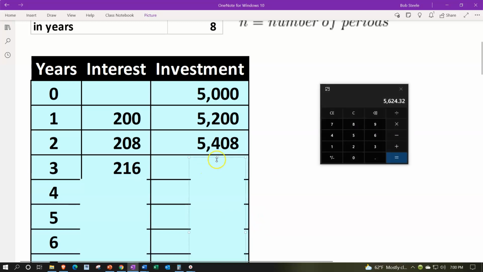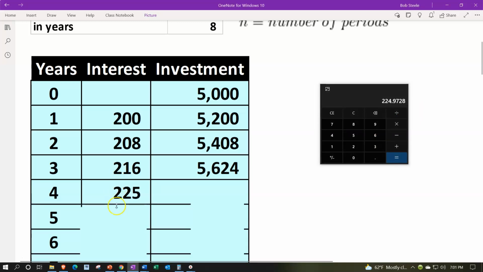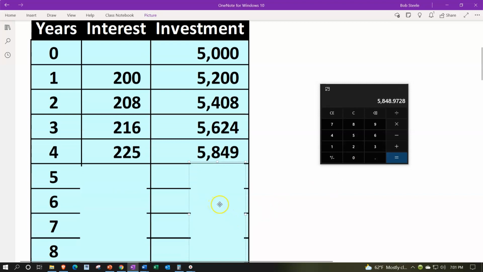Would then give us the 5,624. So we could see the interest increasing as we go due to the compounding and the increase of the investment and the calculation based on that increase of the investment amount. Multiplying this times the 0.04 again, we get now the 225 about. Adding that then to the 5,624 is going to then give us the 5,849 about.